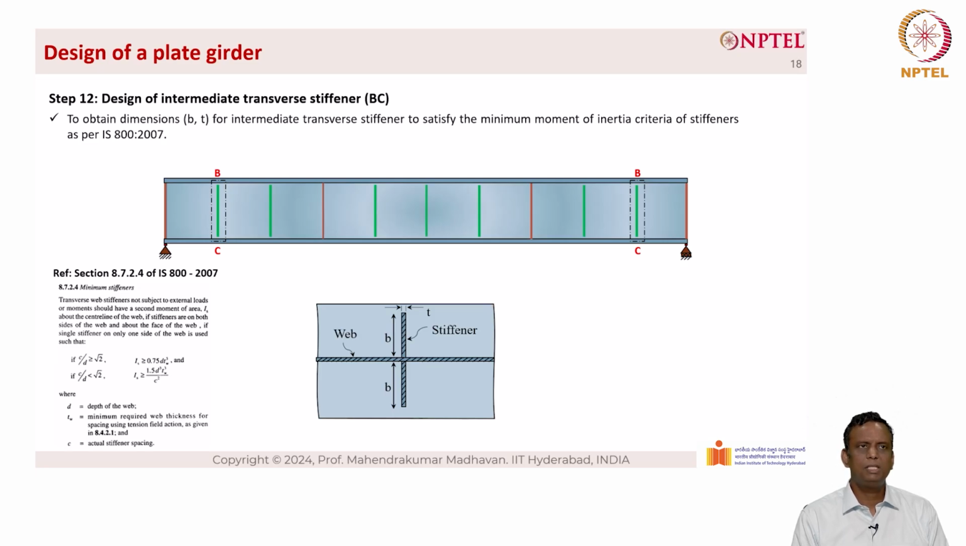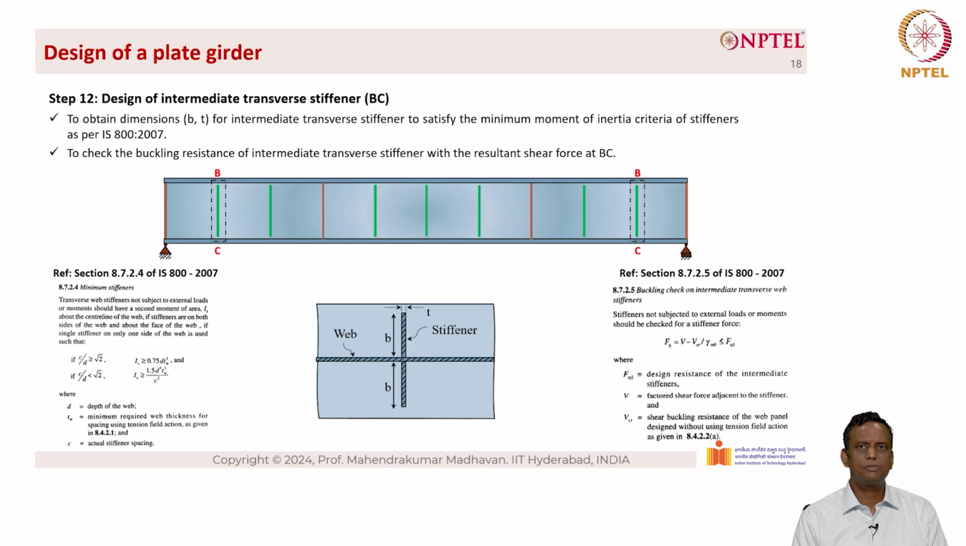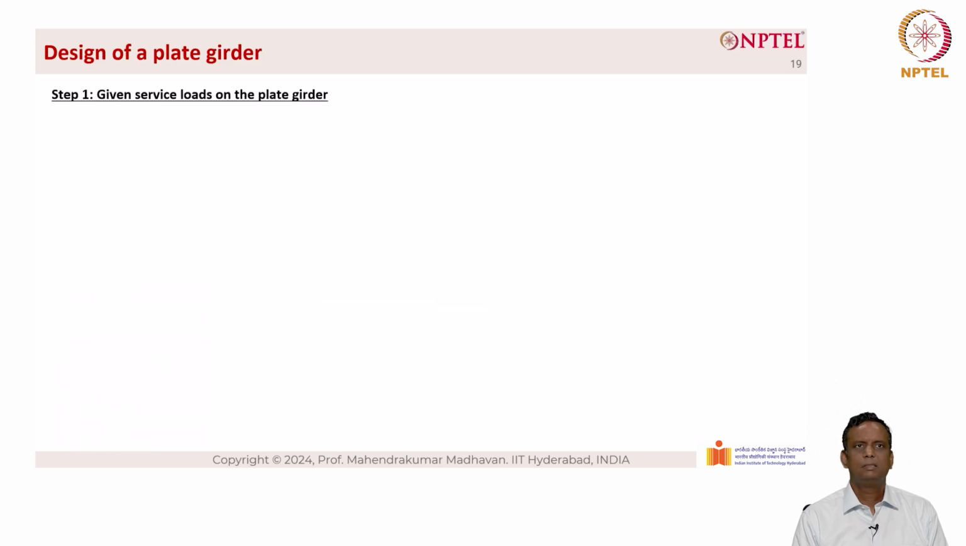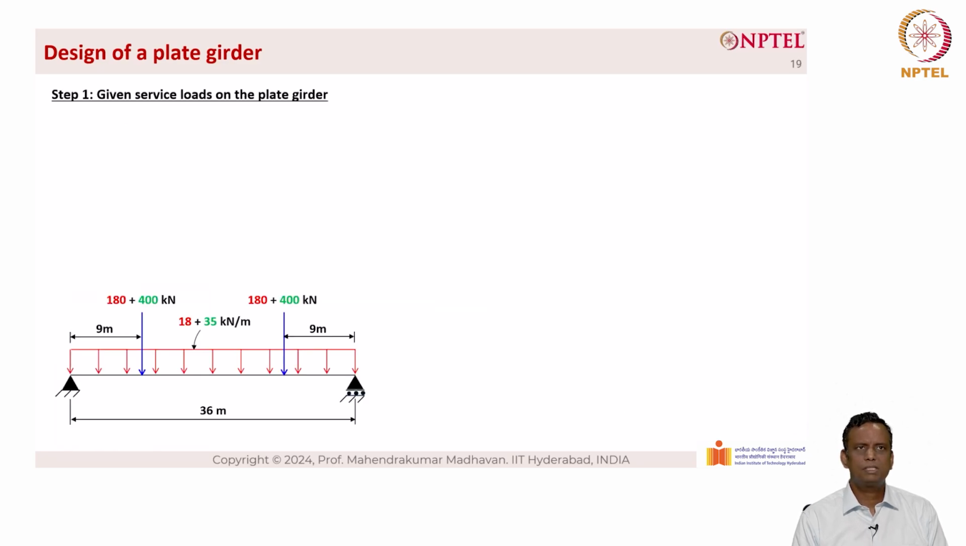For the time being, please understand that there are several steps involved in the design of a plate girder. The next one is to check the buckling resistance of intermediate transverse stiffener with the resultant force at BC. Again, IS 800 gives certain provisions, as you can see on the right-hand side. These are all screenshots from IS 800 to give a flavor of the provisions involved in the design of plate girders.